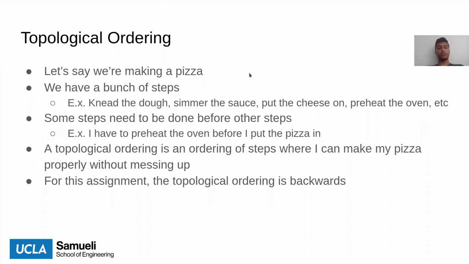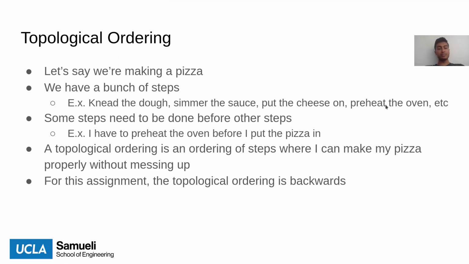Okay, so welcome to part three. You're almost done. Now you just got to do the topological ordering. So what is a topological ordering? Let's pretend we're making a pizza. We have a bunch of steps, right? You have to knead the dough, simmer the sauce, put the cheese on, preheat the oven, etc., etc.